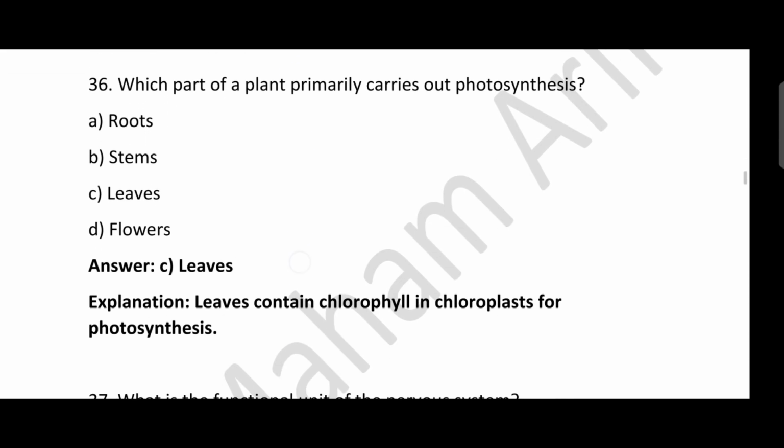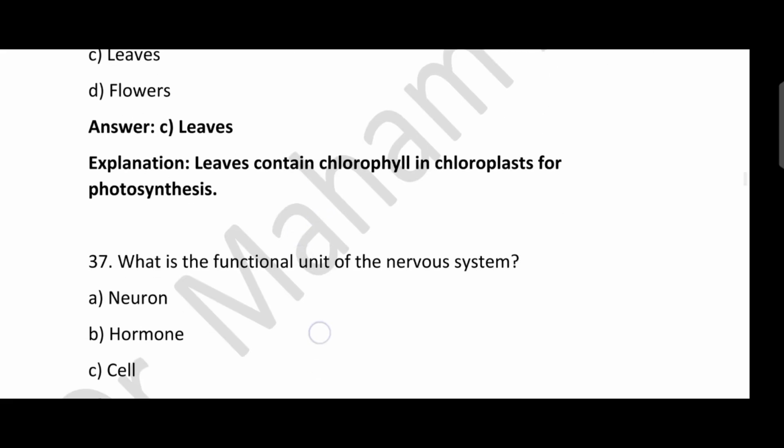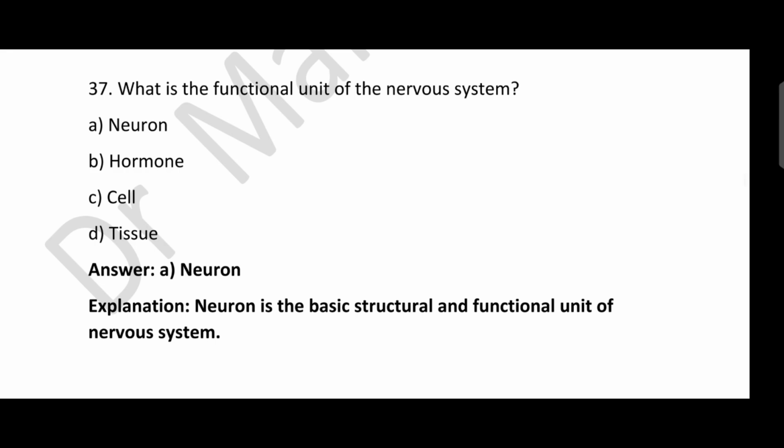Which part of a plant primarily carries out photosynthesis? Correct answer is option C, that is leaves, because leaves contain chlorophyll in chloroplasts for photosynthesis. What is the functional unit of nervous system? Correct answer is option A, that is neuron, because neuron is the basic structural and functional unit of nervous system.